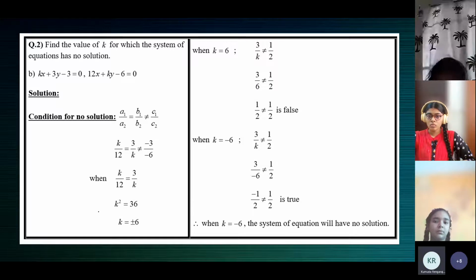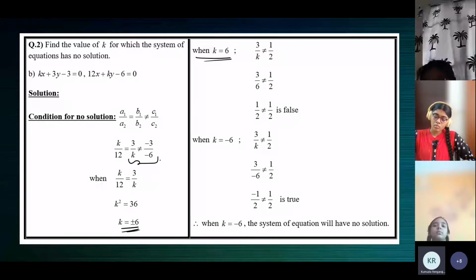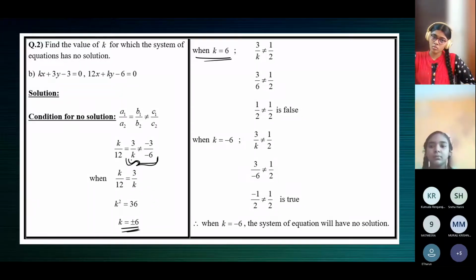Though we get two values for k, you can go ahead only with one value. K is equal to plus 6, k is equal to minus 6. When k is equal to plus 6 and you take the second part, this inequality, 3 by k should not be equal to 1 by 2.